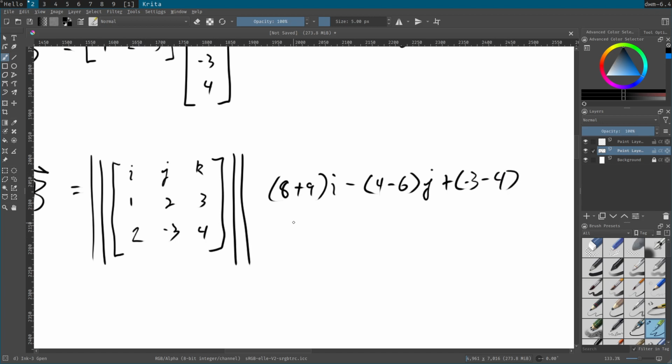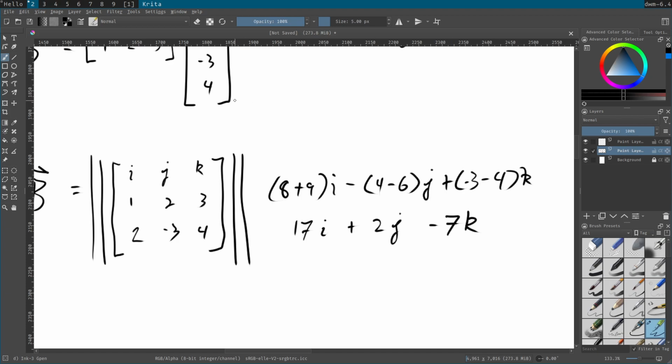And if we do all of these, we should get 17i, and then we'll have a -2, which just becomes a positive 2j. And then I forgot the k over here. We've got the -3 minus 4, which should be a -7k.